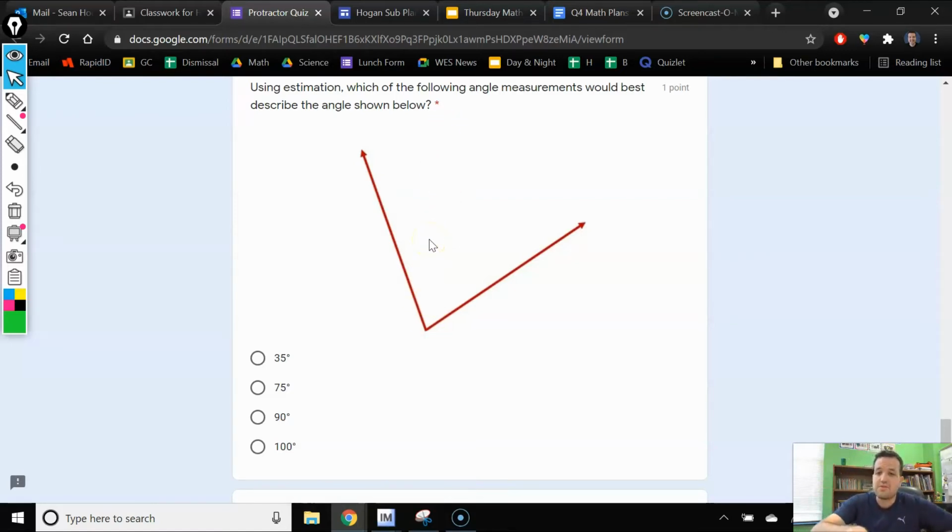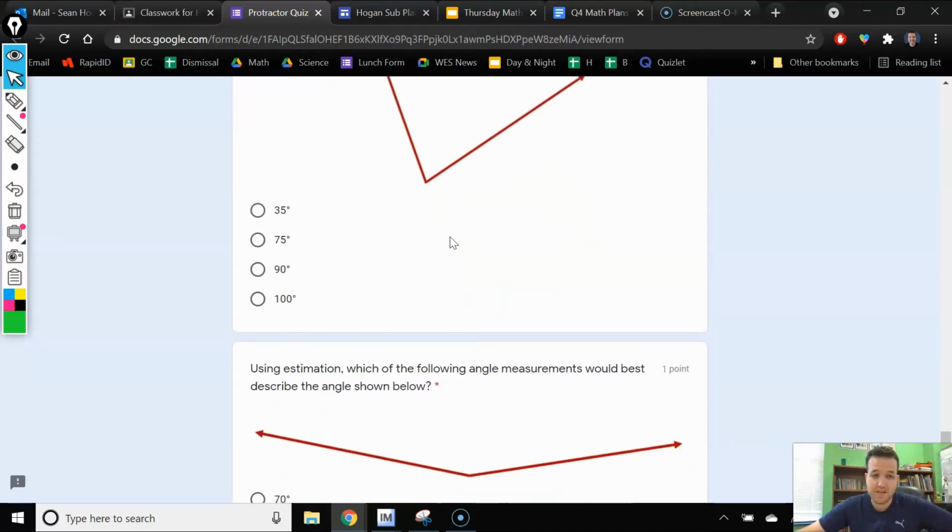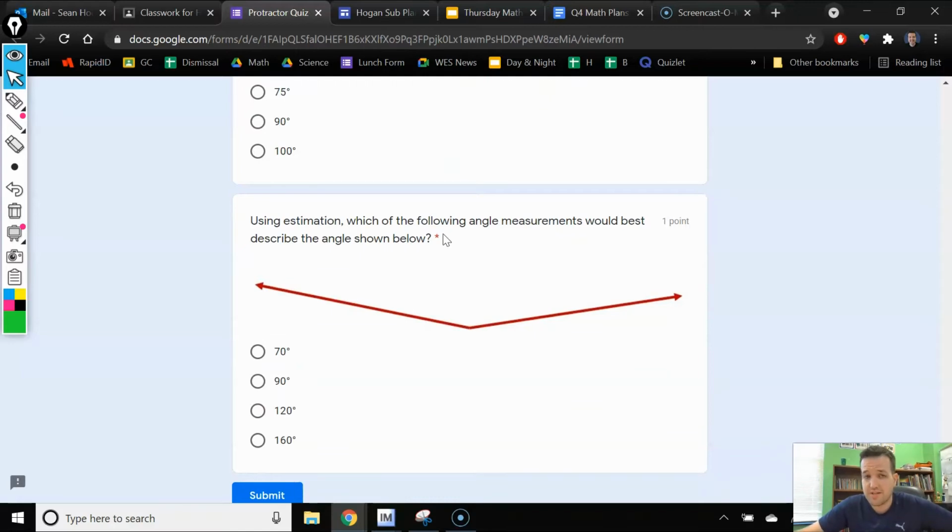You're not going to actually use a protractor on this. There's not a protractor on your screen. So you're estimating. Use process of elimination. Same thing with this one. Identify, is it acute, obtuse, right, or straight? And then identify the angle measurement based on your best judgment. Okay? So that's your protractor quiz.